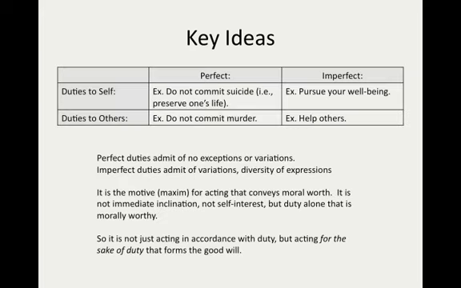Another point we need to make is Kant's understanding of duties to ourselves and duties to others, and what he means by perfect and imperfect duties. So perfect duties admit of no exceptions or variations. They're usually formulated with a negative. So you could say you have a perfect duty to yourself not to commit suicide. Now you could phrase that as preserve your life, but do not commit suicide. And there's no exceptions to that. You can't say I've preserved my life every day except one, because then you didn't preserve your life.